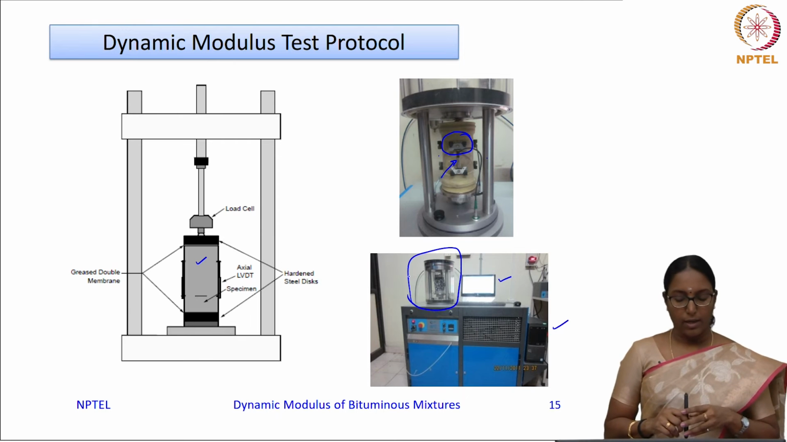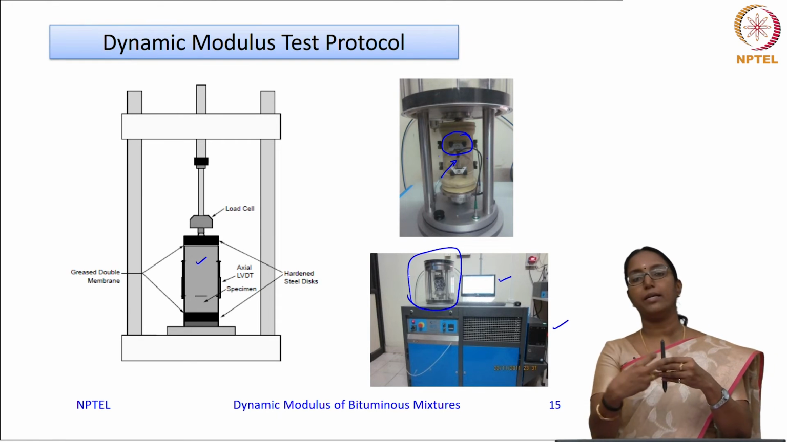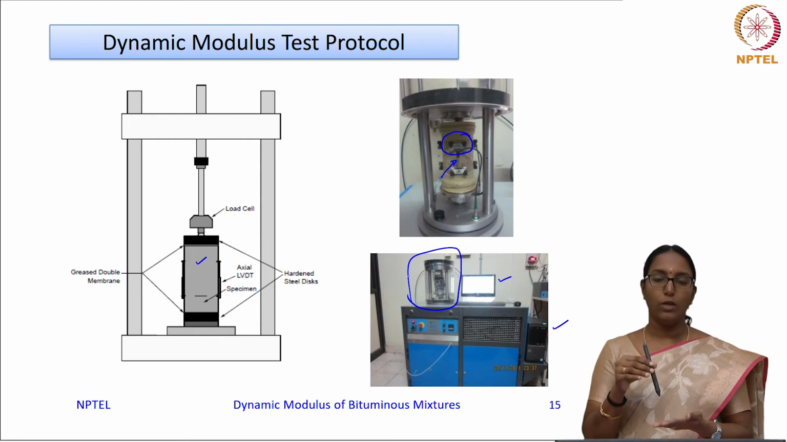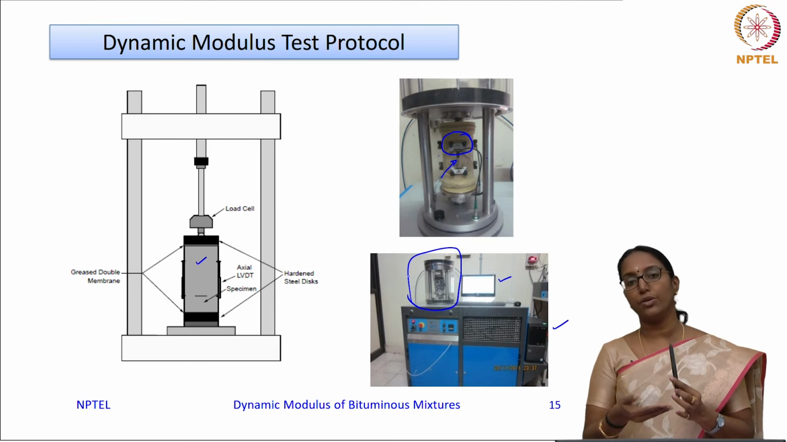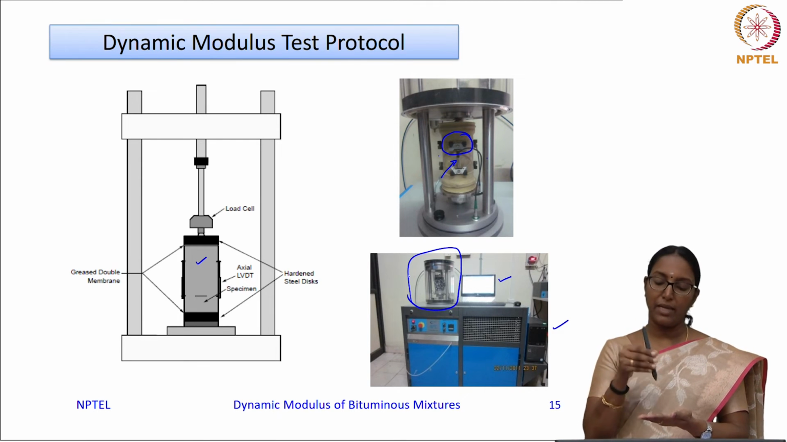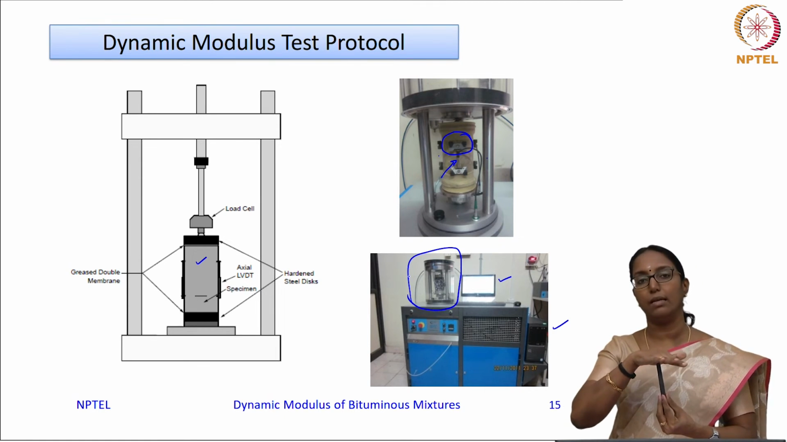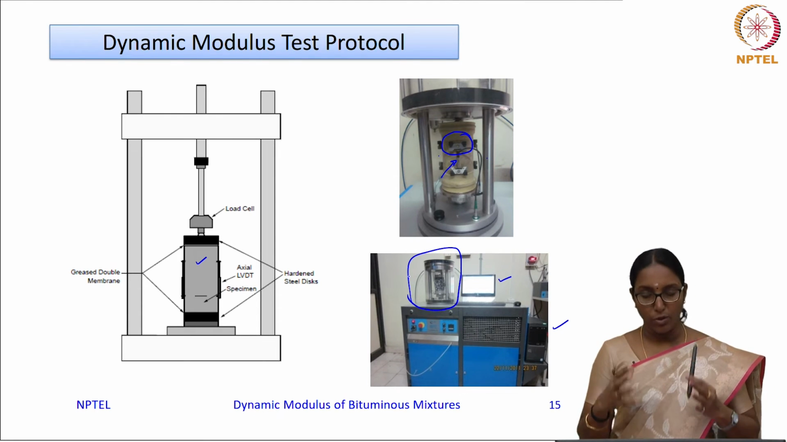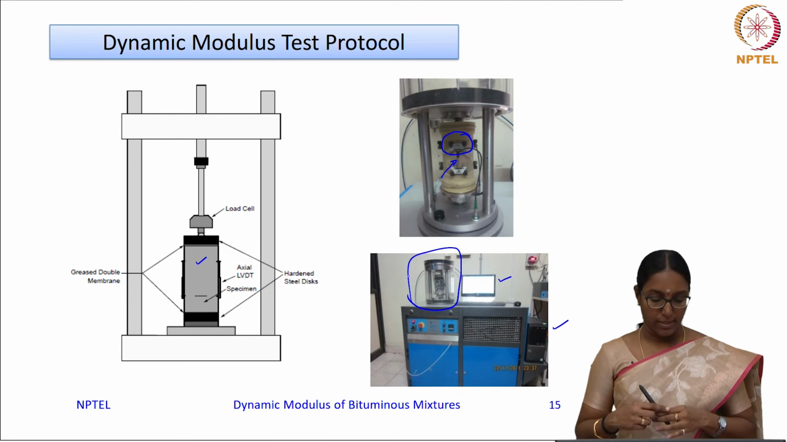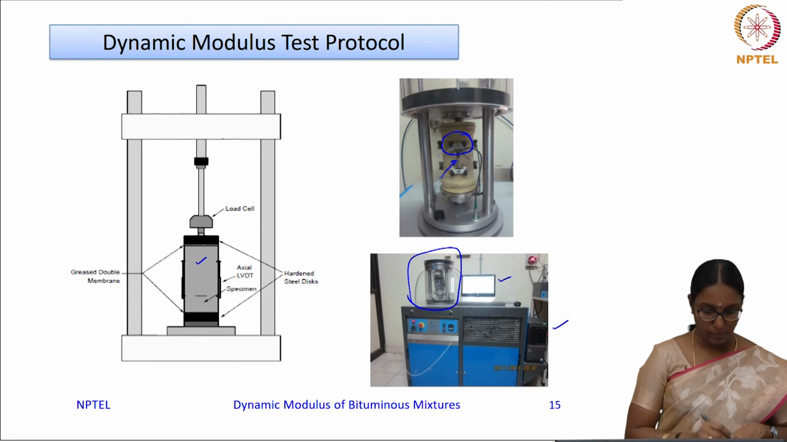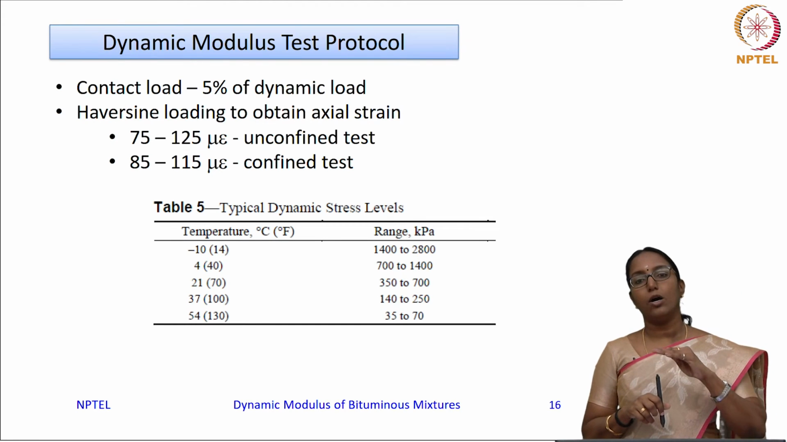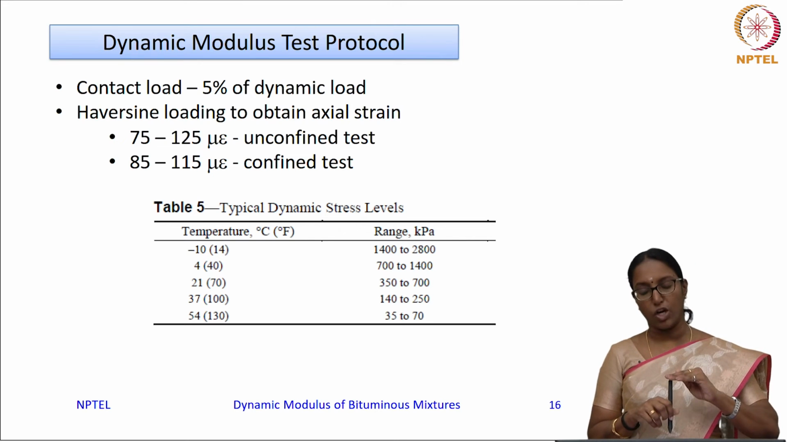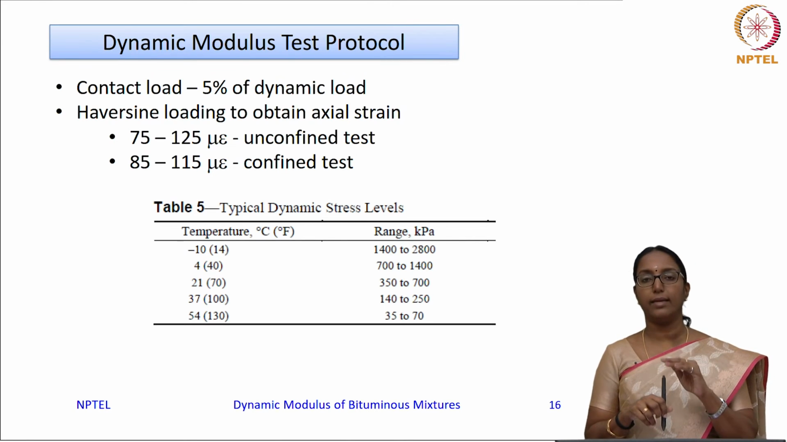Now after fixing the LVDTs on the 3 sides, this will be kept inside the loading frame with the lower platen at the bottom. Then a friction reducing element is given, then the specimen, then again a friction reducing element, and the top platen will be placed, and then the chamber will be closed, and after conditioning you can start the testing. A contact load of approximately 5% is given so that the contact between the loading platen and the specimen is not lost.